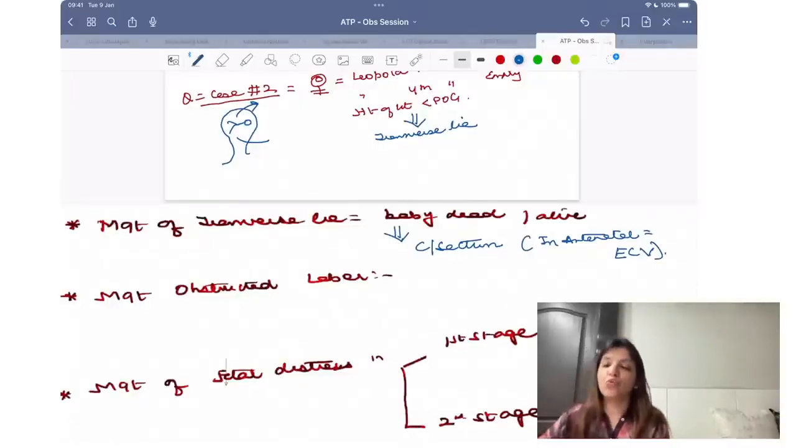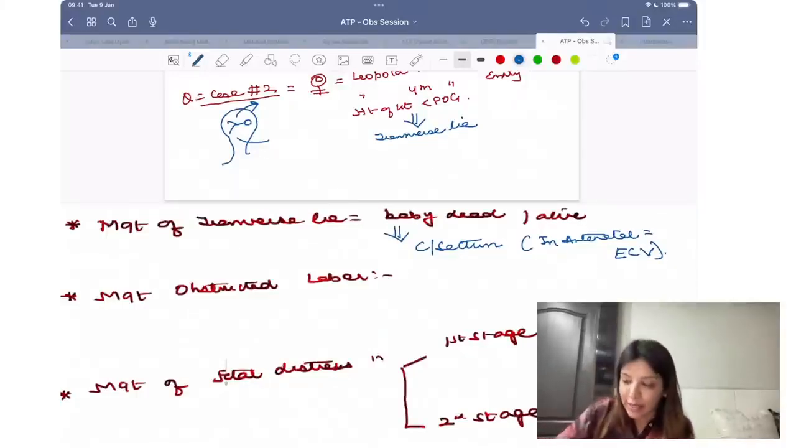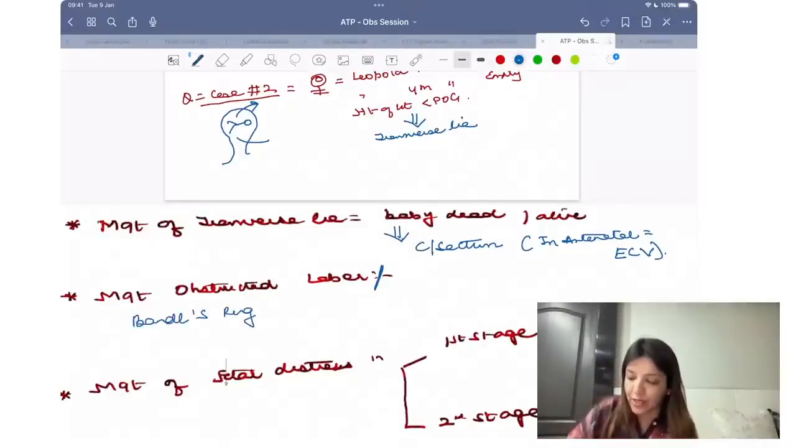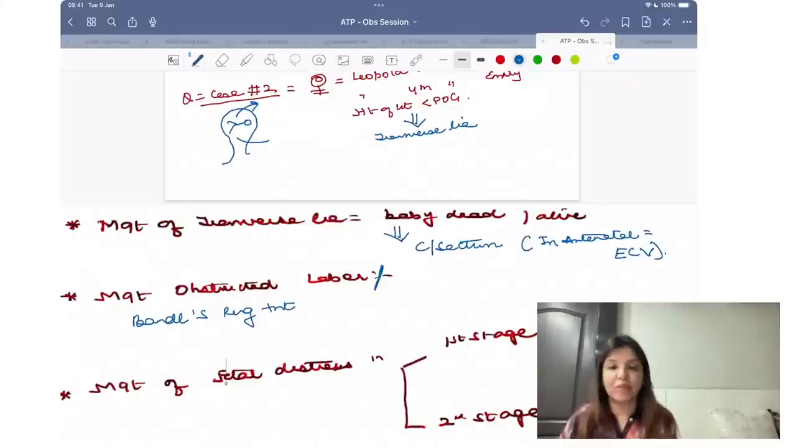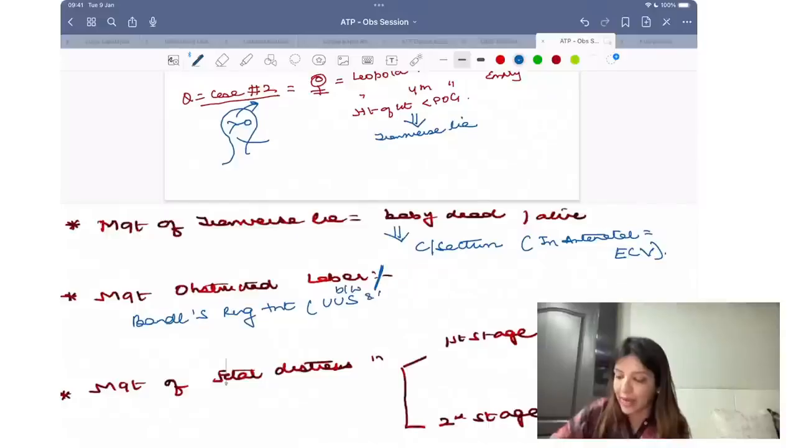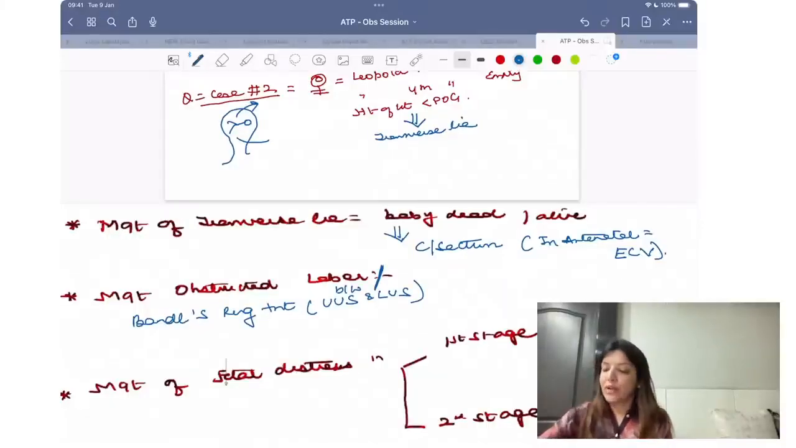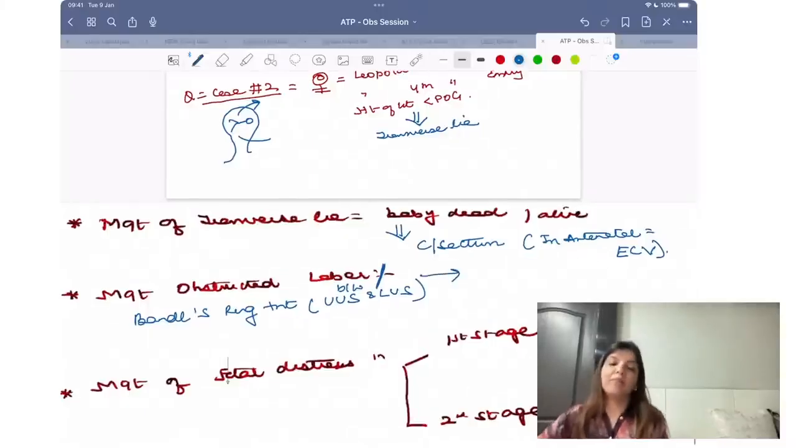Now, if they ask you what is the management of obstructed labor, they can ask obstructed labor, or instead of obstructed labor they can give you hints like a Bandl's ring is present. Where is a Bandl's ring present? Bandl's ring is present between upper uterine segment and lower uterine segment, right? So whenever they are saying obstructed labor, please do not say instrumental delivery. Obstructed labor means you have to do cesarean section.